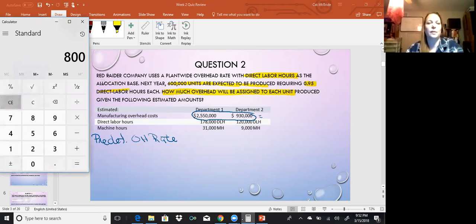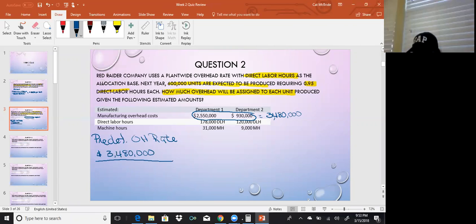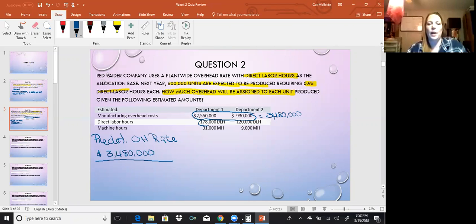2, 2, 5, 5, 0, 0, 0, 0 plus 9, 3, 0, 0, 0, 0. So we know that this is 3, 4, 8, 0, 0, 0, 0. Okay, so we're going to take 3, 4, 8, 0. And what do I divide it by? Direct labor hours.